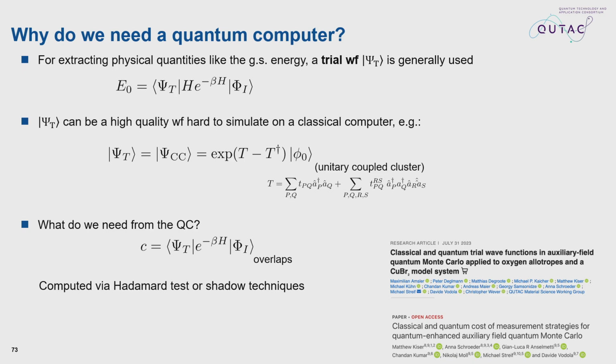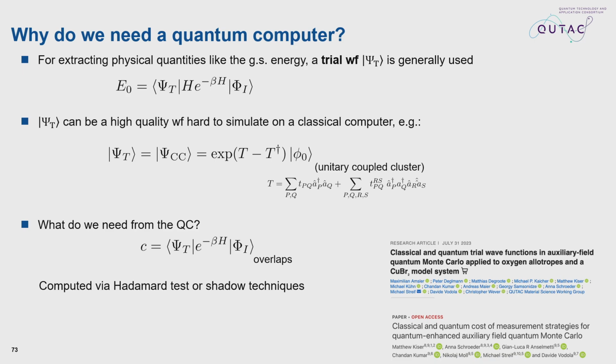This is supposed to be easy to do with the quantum computer, and that's what Google did in their experiment. They used a simplified ansatz for computing this trial wave function, and what they computed on the quantum computer were the overlaps between this projected state and the trial state. This can be done, as they did, by the Hadamard test, or with some better technique like shadow techniques.